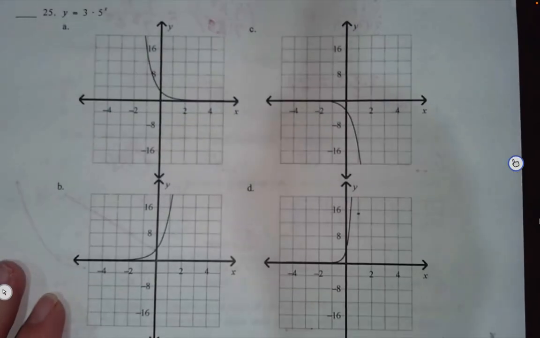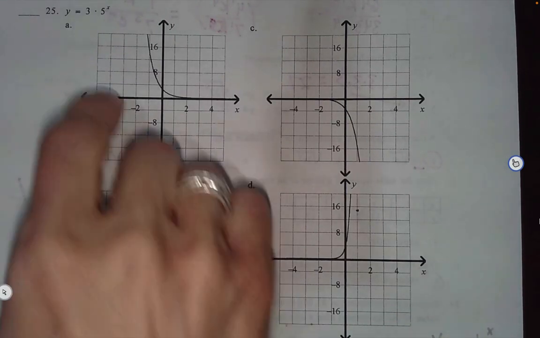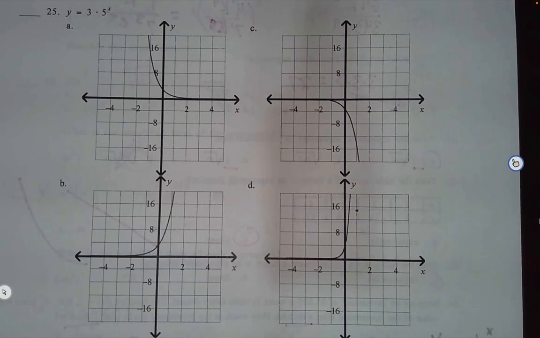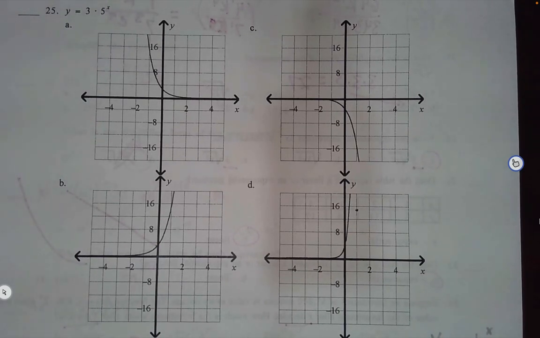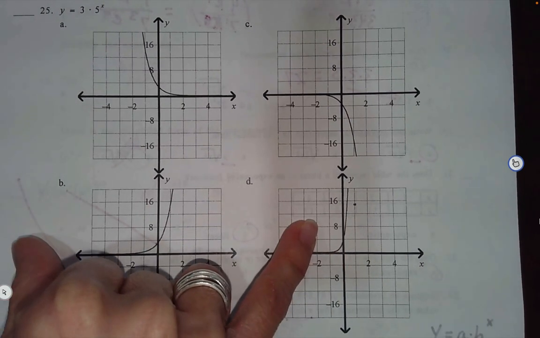Okay. This one, it's really nice if you have a graphing calculator, but let's pretend we don't just yet. First of all, if this number is bigger than 1, it's growth. So which ones look like growth? B or D. You have narrowed it down without even graphing. It's either B or D.